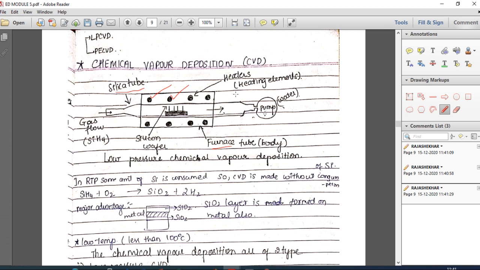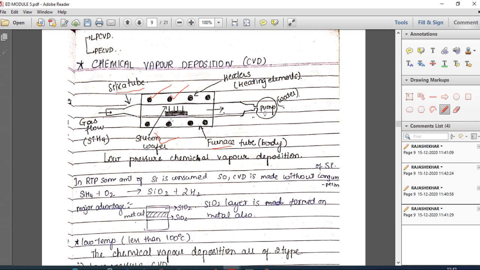Because in rapid thermal processing, it requires at least 100 degrees, but here this process requires less than 100 degrees temperature. So that is one advantage compared with rapid thermal processing. Now the remaining components used in this chemical vapor deposition are a silicon wafer, which is shown here.